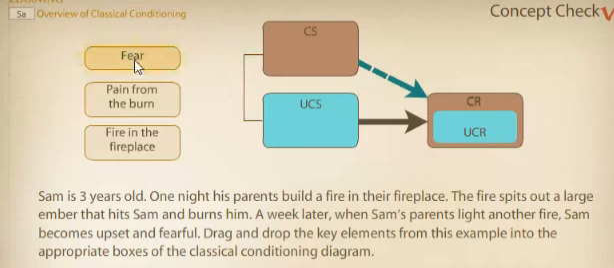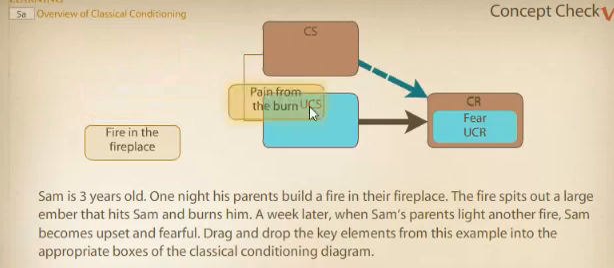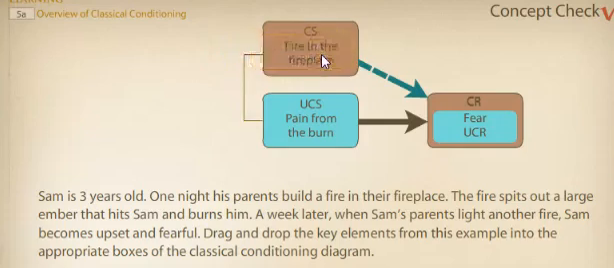So the fear would be the response, conditioned and unconditioned. Pain from the burn, unconditioned stimulus. Fire in the fireplace, conditioned stimulus.